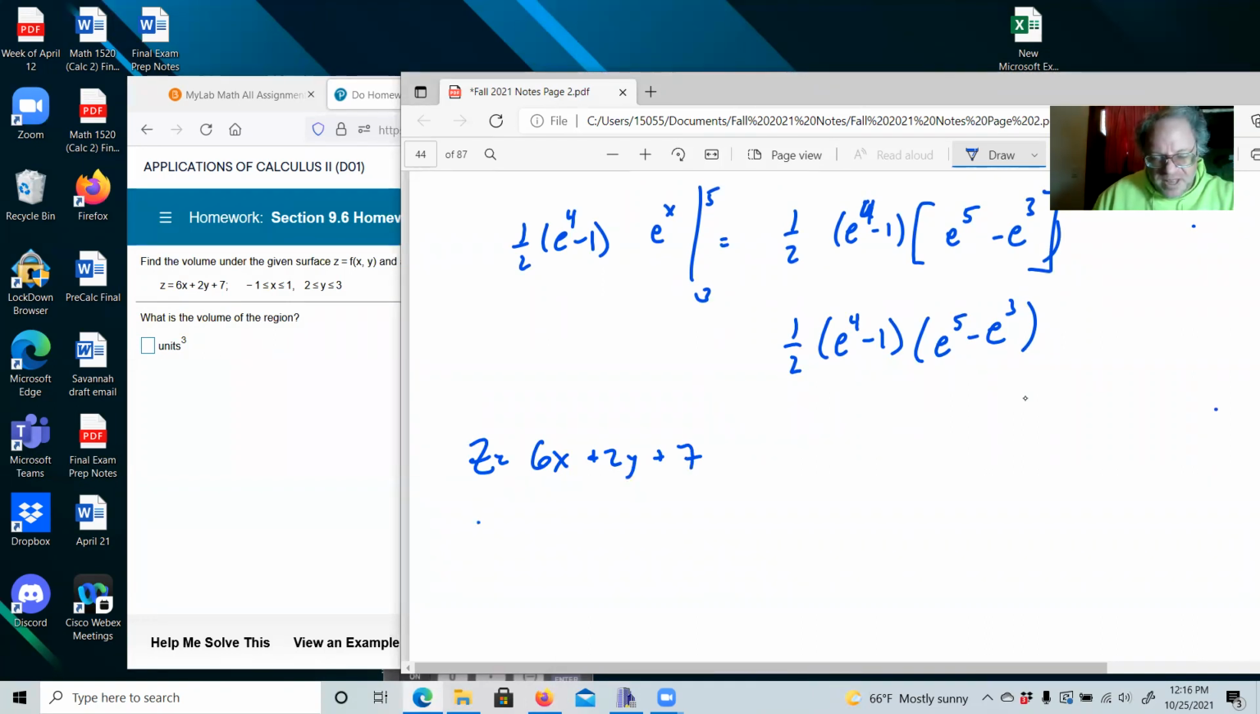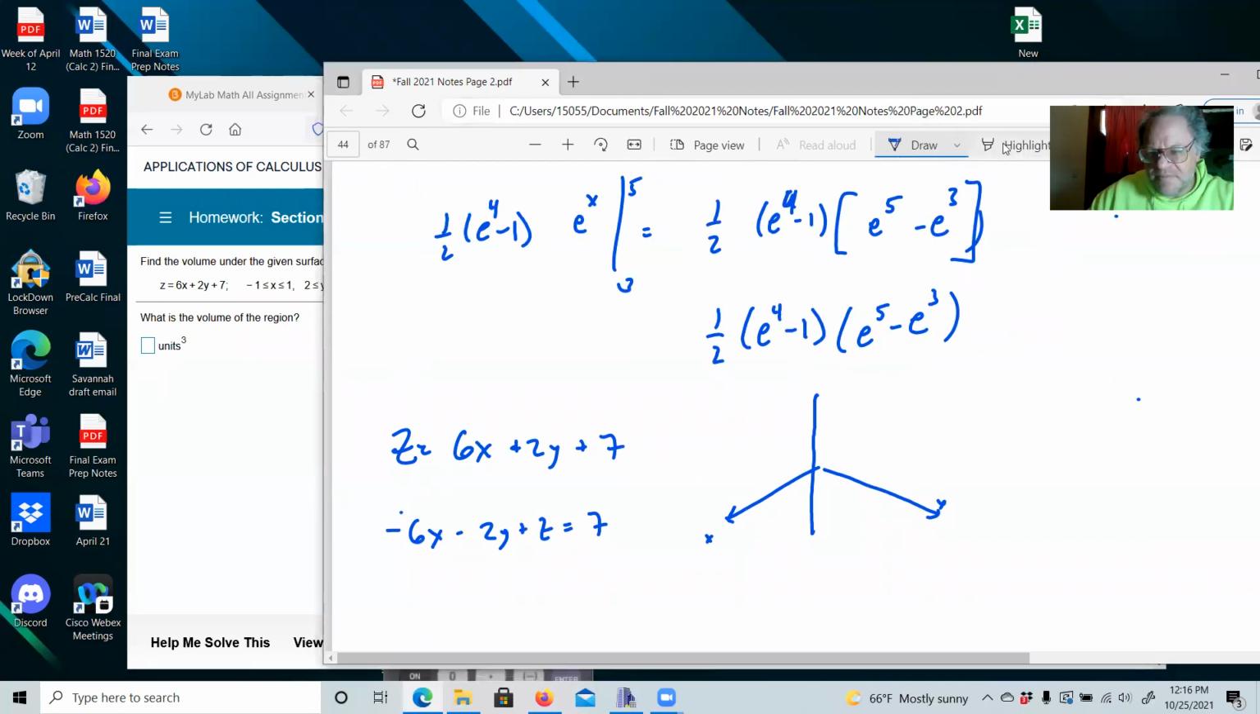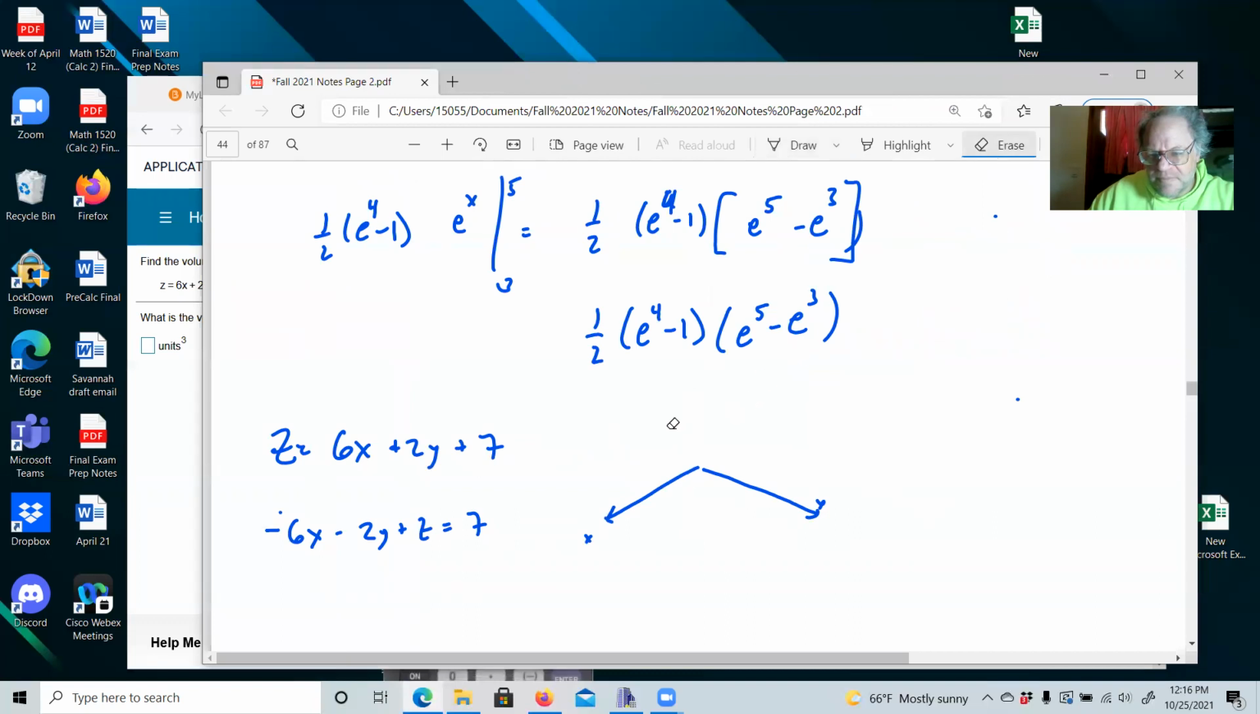This was equal to negative 6x minus 2y plus z equals 7. We could graph this, right? So here's my x, here's my y, here's a terrible z. And we could say, well, let y and z equal 0. So we have 6x equals 7. So x would be negative 7/6. So that would be down here somewhere.